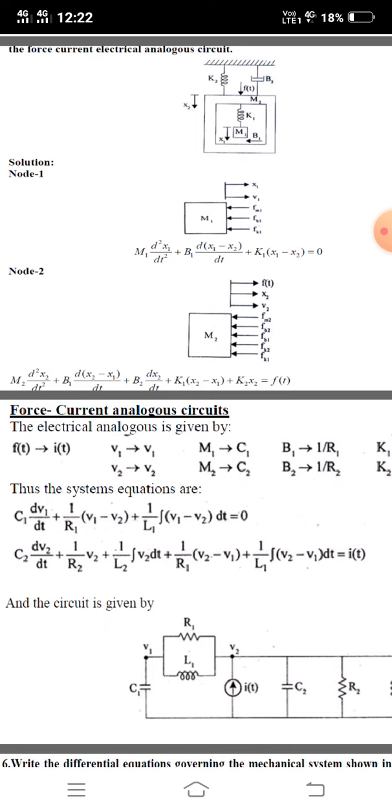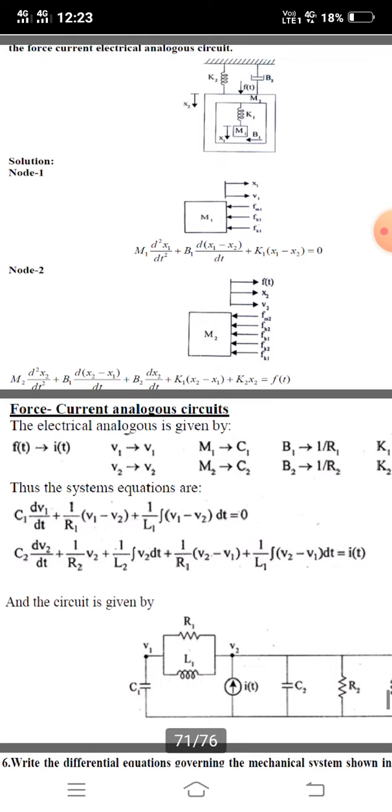These values are replaced in the two node equations we derived. Like this: C1 dV1 by dt plus 1 by R1 (V1 minus V2) plus 1 by L1 integration of (V1 minus V2) dt equal to 0. Second equation is C2 dV2 by dt plus 1 by R2 V2 plus 1 by L2 integration of V2 dt plus 1 by R1 (V2 minus V1) plus 1 by L1 integration of (V2 minus V1) dt equal to I of t.